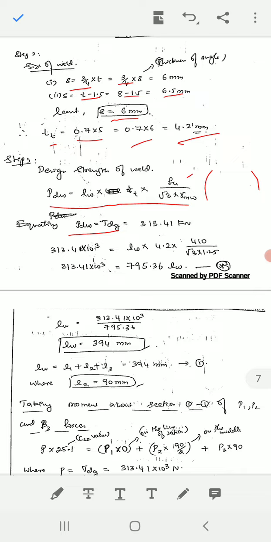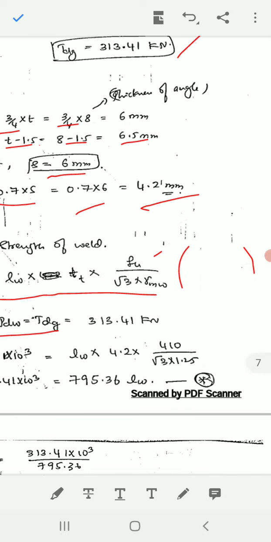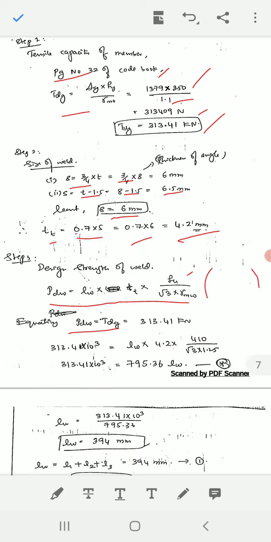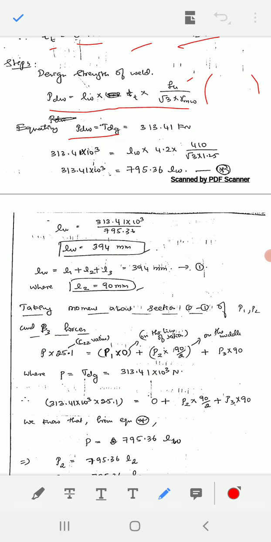Next step is equating PdW to TDG, and whatever TDG value we got, that is 313.41 kilonewton, I have to convert into Newton, into 10 raised to 3. LW is LW, 4.2 is the TT value we just calculated, and 410 is the FU value, then root 3 into 1.25 is gamma MW. So we will get 795.36 LW.